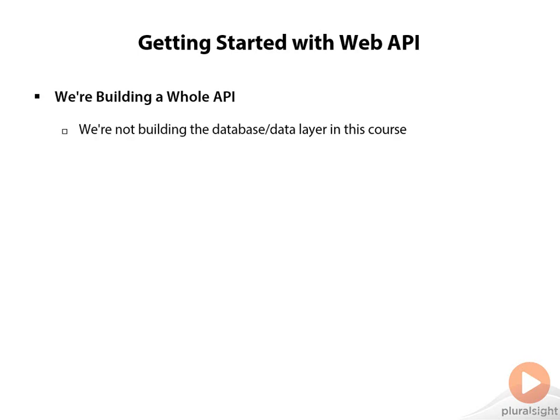We're not building the database or the data layer in this course. We're going to be using a pre-built one using the Entity Framework, but all the concepts we're going to talk about are going to be true whether you're using Raven or Couch or SQL Server or raw ADO.NET. It doesn't matter how you're getting your data. The concepts for building the API itself are going to be the same.